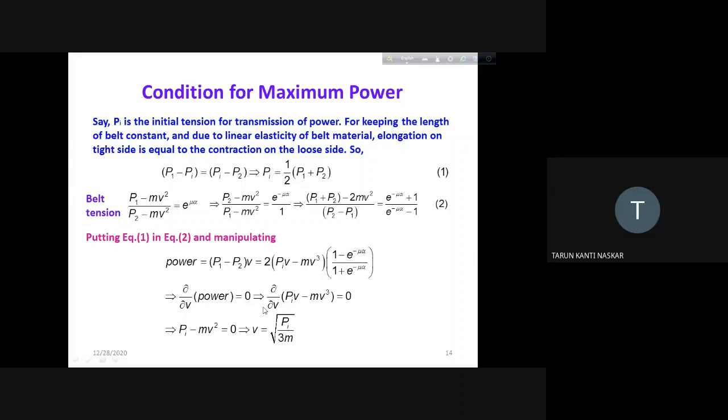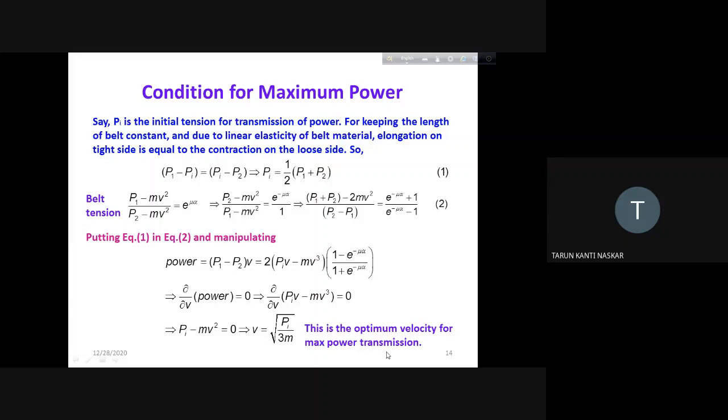From this equation, since there is a P1 minus P2 term, multiplying by V we can write this expression. So (P1 minus P2) into V will be equal to this. Now differentiate, that means dP/dV equals 0. This is constant, so d/dV of (P1V minus mv³) equals 0, and from this V is equal to Pi divided by 3m. That is the velocity for maximum power.